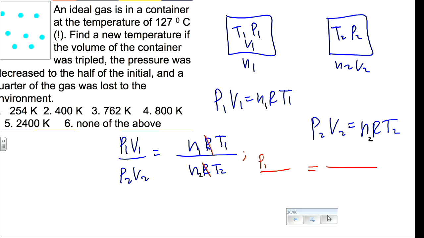Well, initially P1, V1, and n1. And the only number we can read here is the initial temperature. Can I write 127? Why? It has to be in kelvins, exactly. So T1 should be equal to 127 plus 273, 400, right? Kelvin.